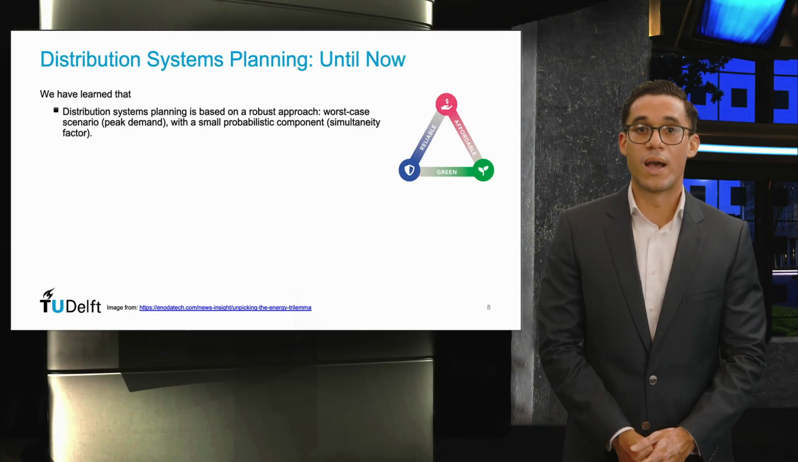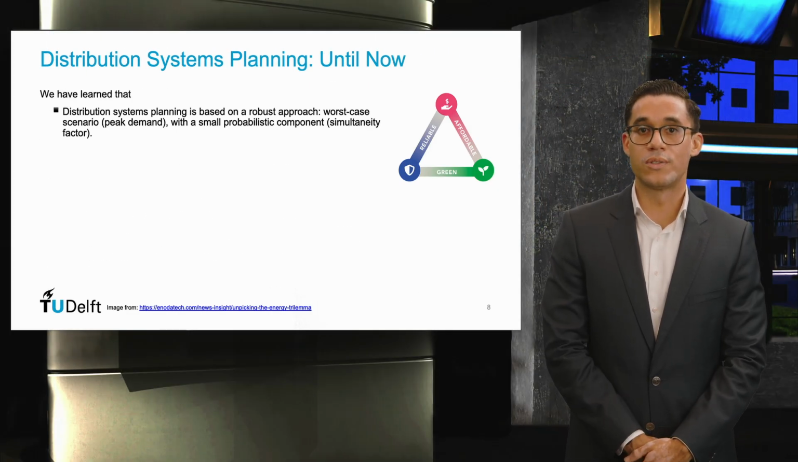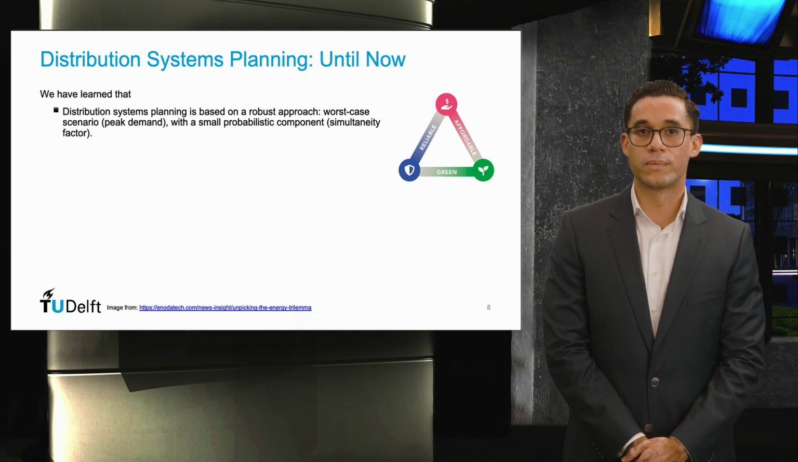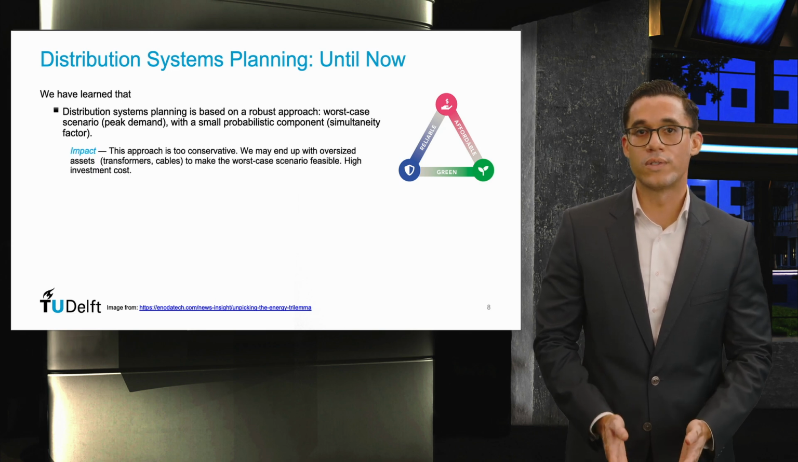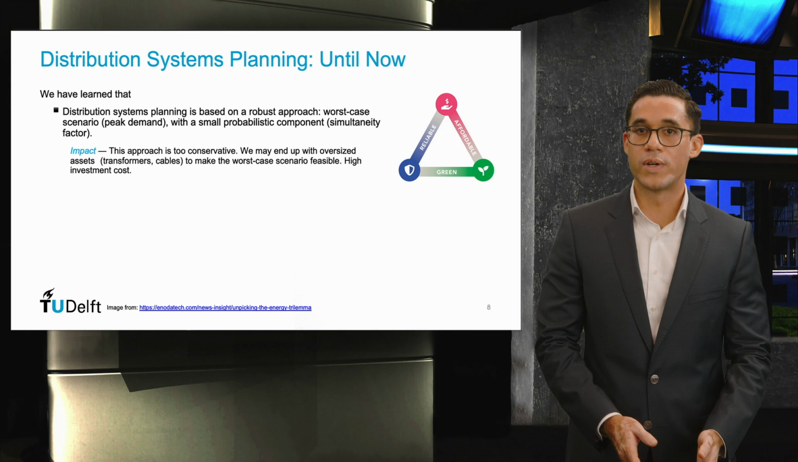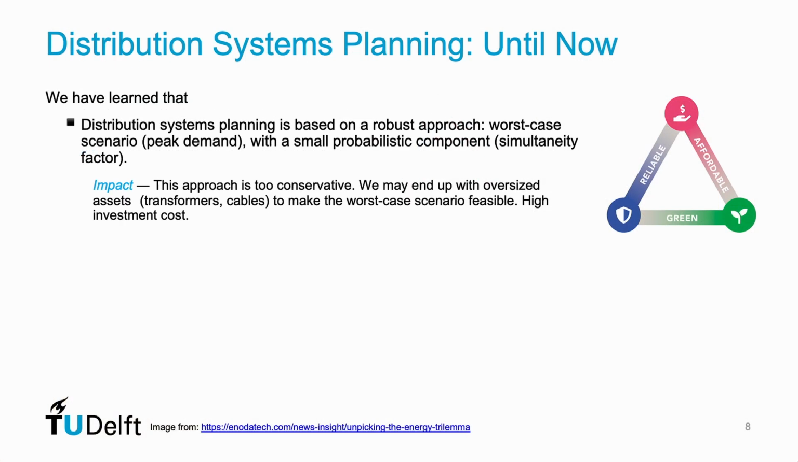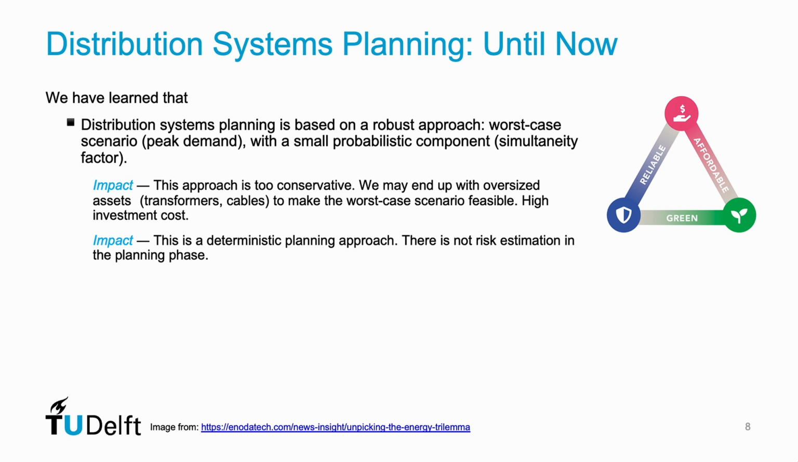Until now, we have learned that distribution system planning is done following a worst-case scenario, with a small probabilistic component. This approach has 3 major flaws. First, it is overly conservative. Assets are oversized for rare worst-case scenarios, increasing cost. Second, it does not include any risk estimation. Planning is done in a deterministic way, and it doesn't account for probabilities or uncertainties.